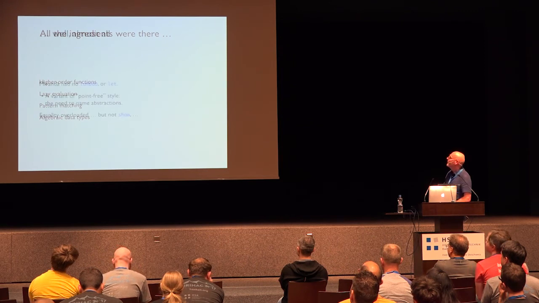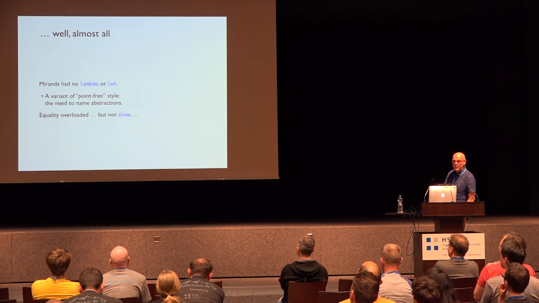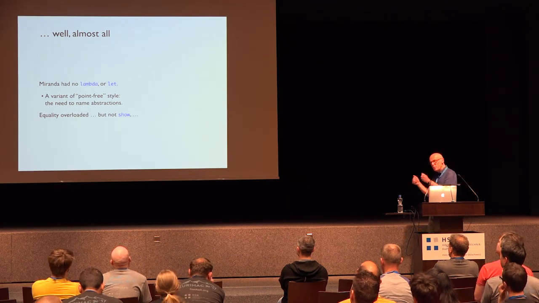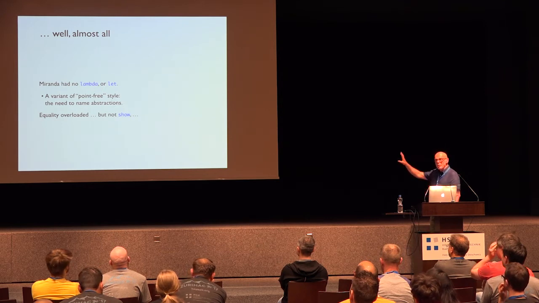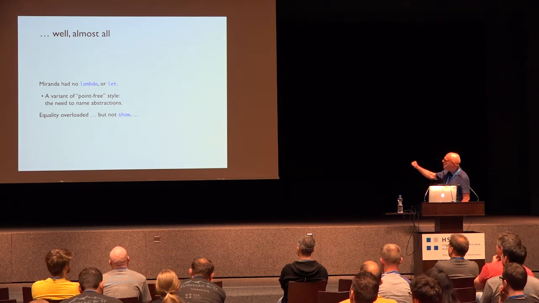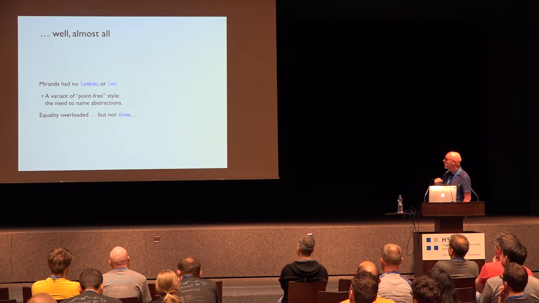Well, almost. Miranda had no lambda, so no let. You had to, if you wanted an abstraction, you had to name it, and that was a bit of a mess. But apart from that, equality was overloaded, but there was no show. So you have to change a few things to get this to be valid Haskell. But it's pretty much there.